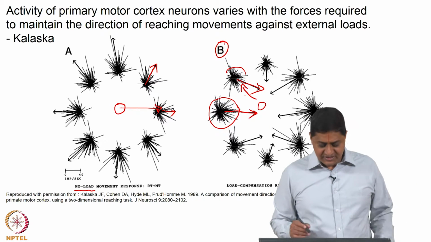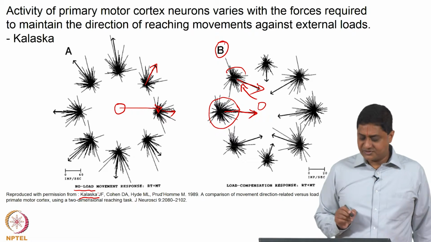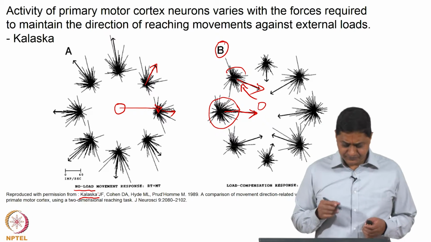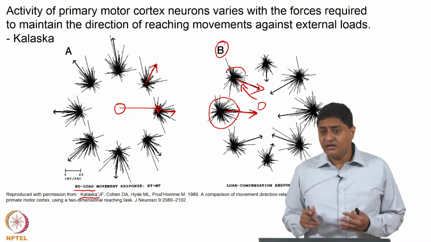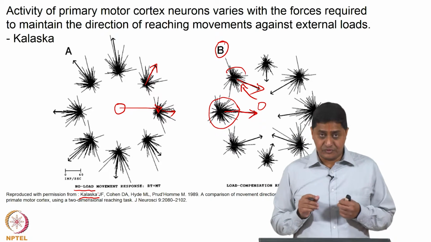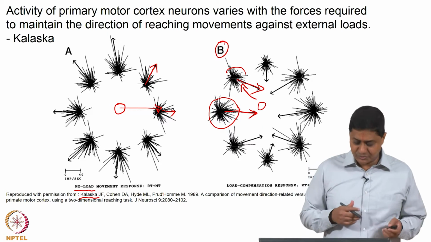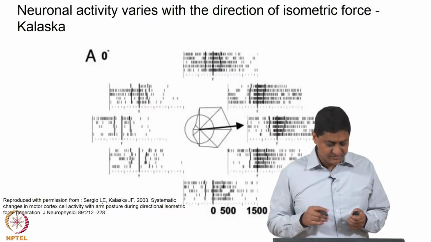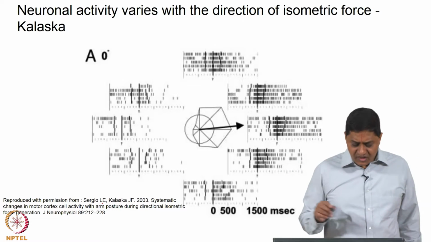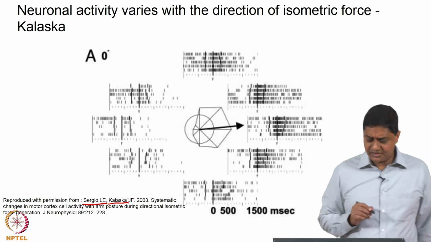Okay. So, this is again data from Kalaska, right. Once again we are thankful to our colleagues for this. Now, this is again activity of a population of neurons, right. So, that was also the case with the previous Andy Schwartz and his group. What happens with individual neurons? So, this is data from Sergio and Kalaska, right.